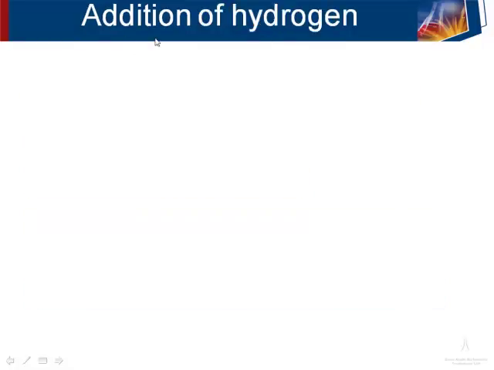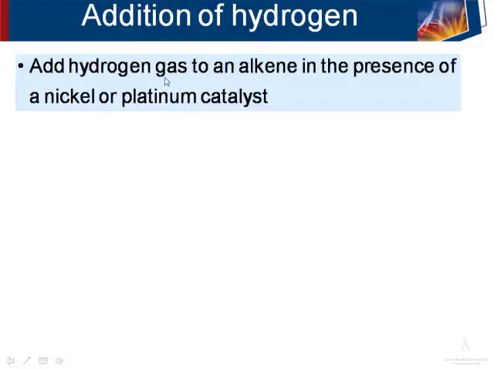Let's look at an example of addition of hydrogen. This is an example of an addition reaction. When we add hydrogen gas to an alkene, remember an alkene is a double bonded hydrocarbon, and we're now going to add hydrogen gas. In the presence of a nickel or platinum catalyst, this is the inorganic chemical added, nickel or platinum, it acts as a catalyst and therefore speeds up the reaction, causes the reaction to occur faster.